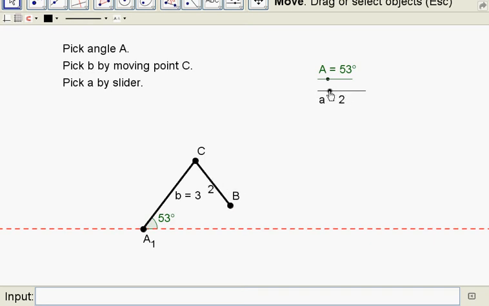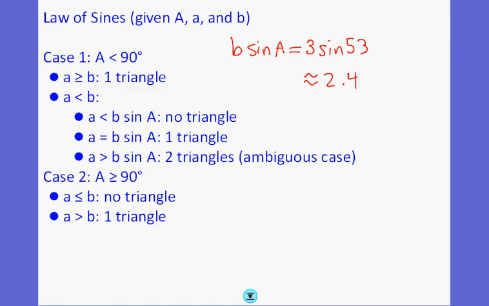Okay, 2.5, how about 2? If A is 2, you'll notice that it just will not reach. I can't pull it down far enough. And so we have no triangles in this situation. Again, angle A was acute, side A is less than B, and moreover, it's less than 2.4. It's less than B sine A. No triangles.